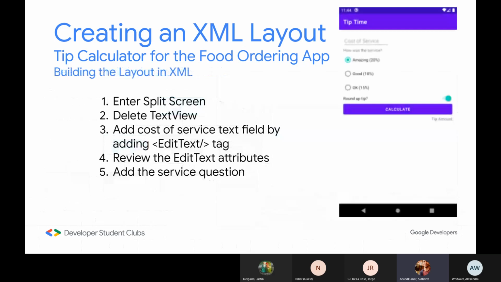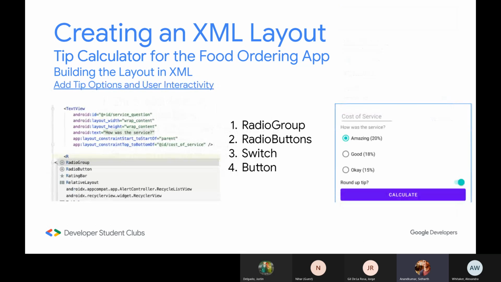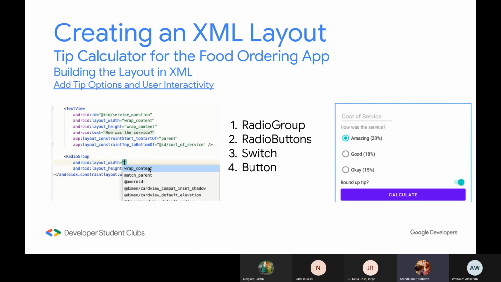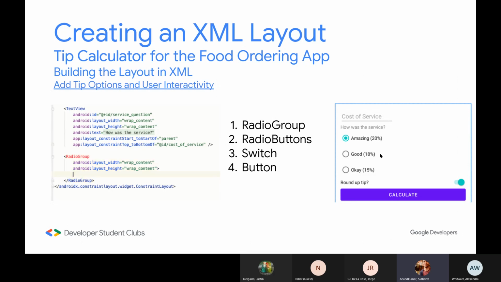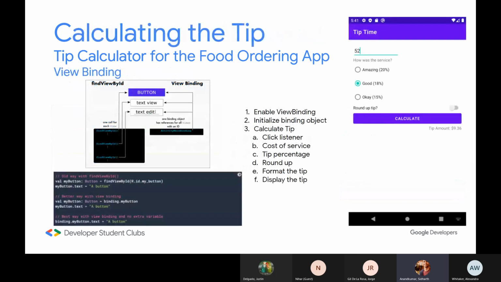So we created the XML layout, and we talked about how you can use the attributes and structure them to get to something where the elements on the application are actually functional, which includes the switch, which you see here, the calculate button, the radio button, and how the radio buttons inherit from the radio group class. And we did some back-end binding, and we were able to calculate the tip for the app.